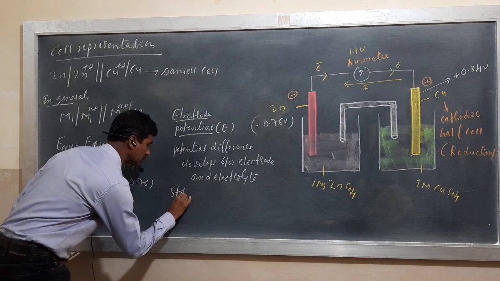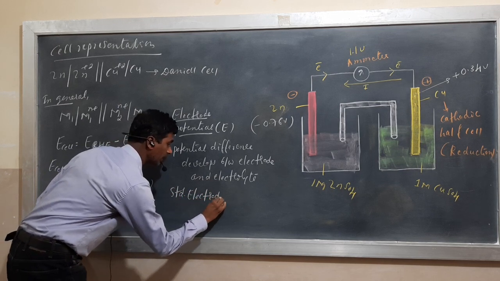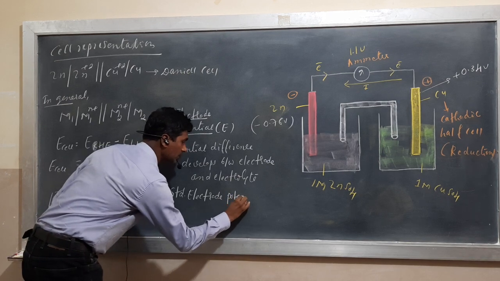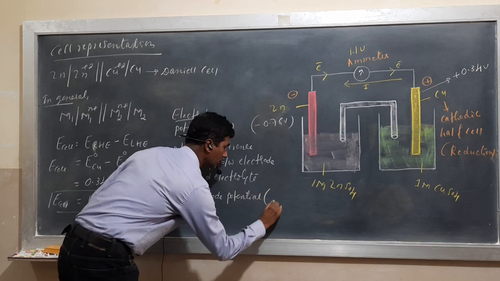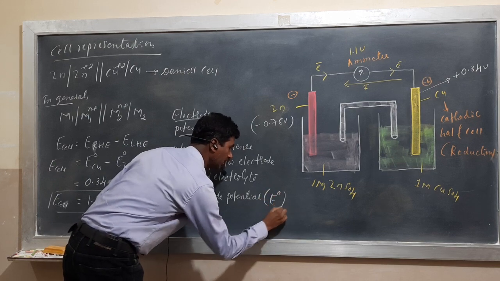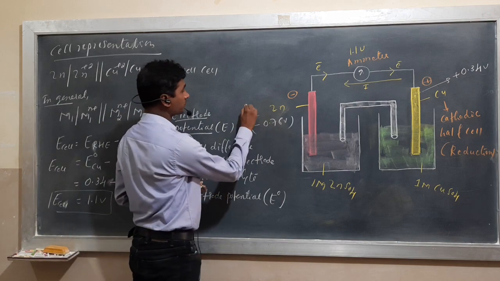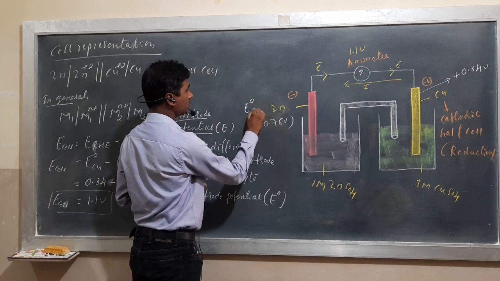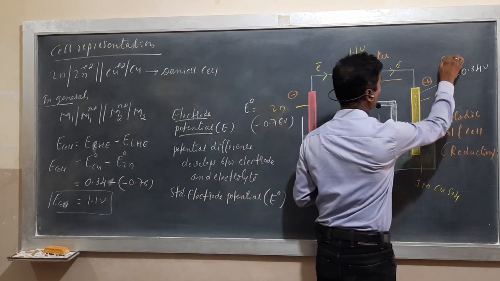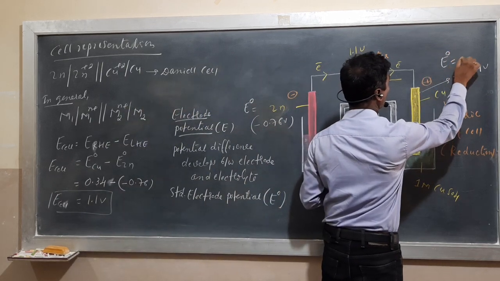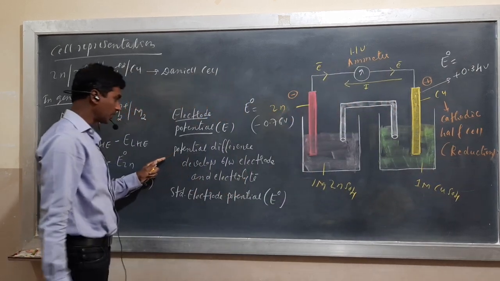One more is the standard electrode potential. The standard electrode potential is denoted by the symbol E naught. So here the standard electrode potential of zinc is equal to minus 0.76, and the standard electrode potential of copper is equal to 0.34. What is the standard electrode potential?